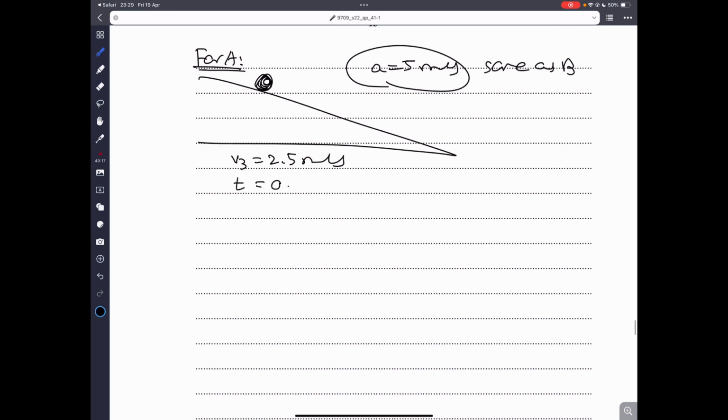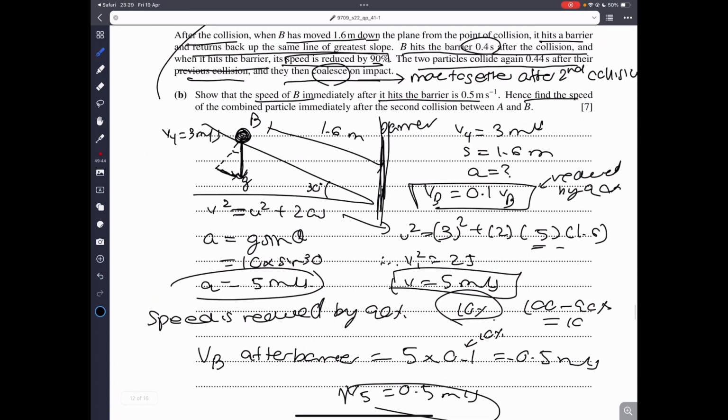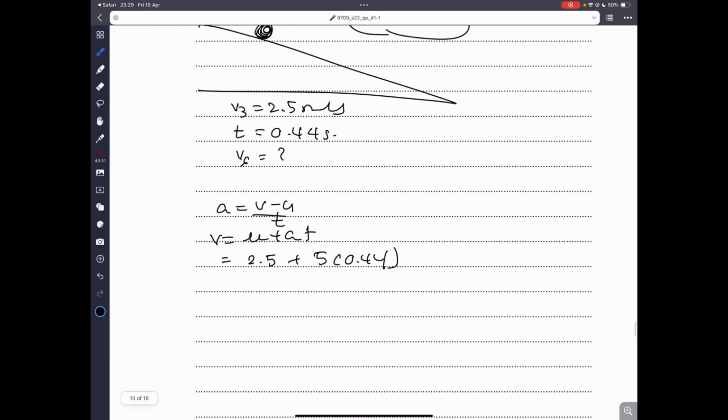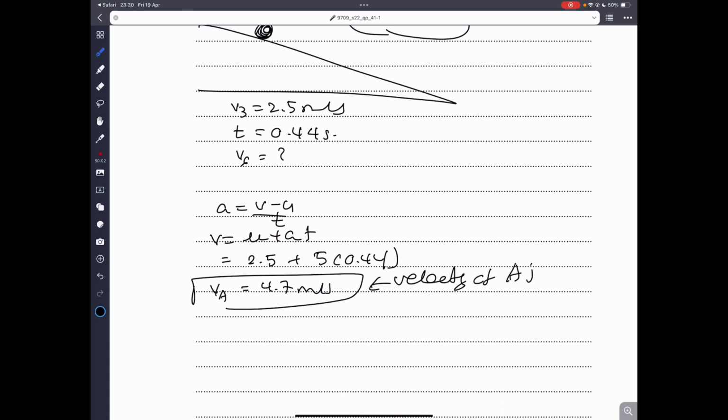Now the time is 0.44 seconds. We want to find the V6 of A. So a is equal to v minus u over t, so v is equal to u plus at. The initial velocity u is 2.5, plus acceleration 5, times time 0.44. 0.44 is given in the question: the two particles collide again 0.44 after the previous collision. So the velocity of A will be 4.7 meters per second. This is the velocity of A just before collision. We haven't actually collided yet.